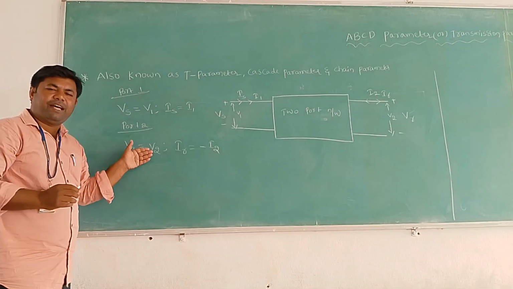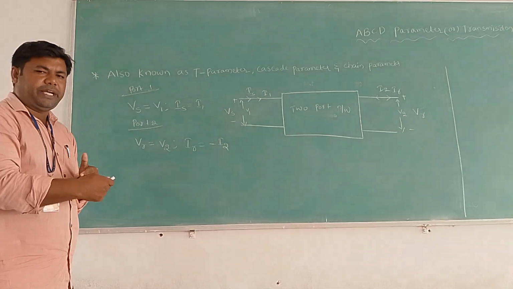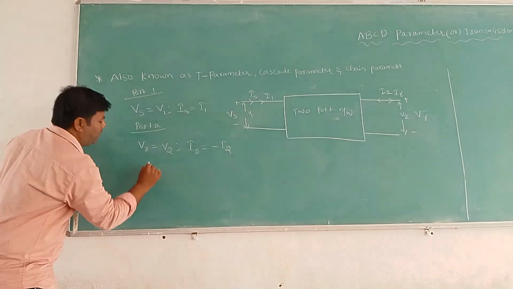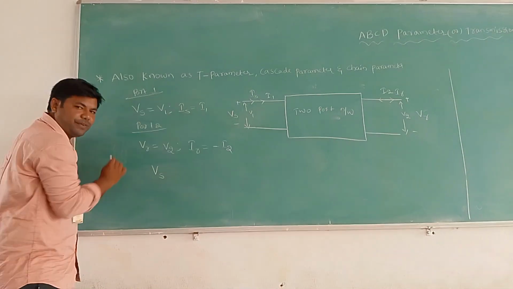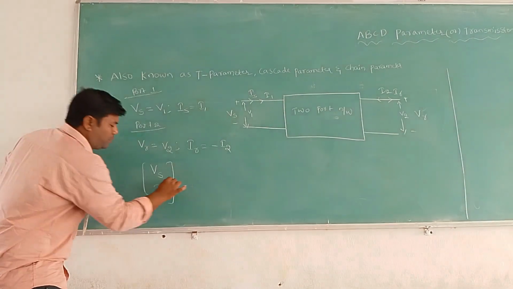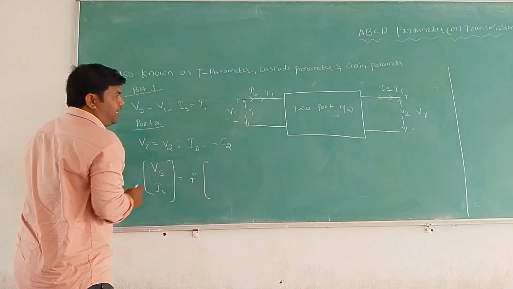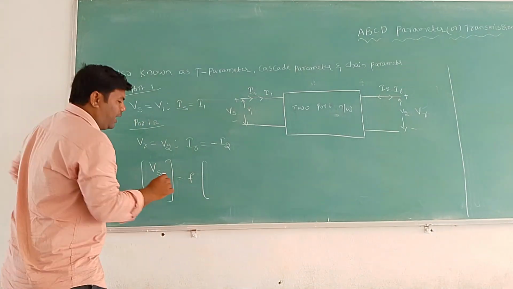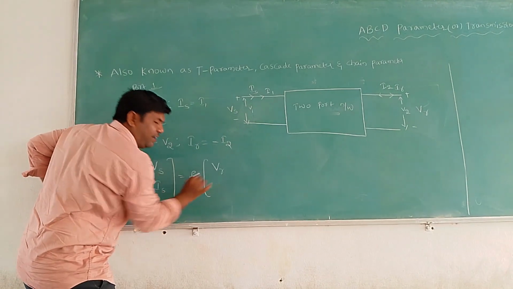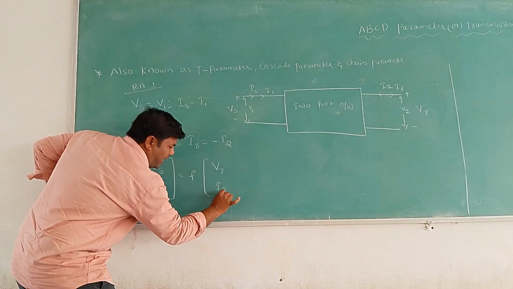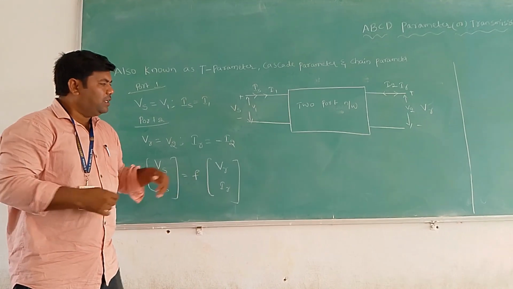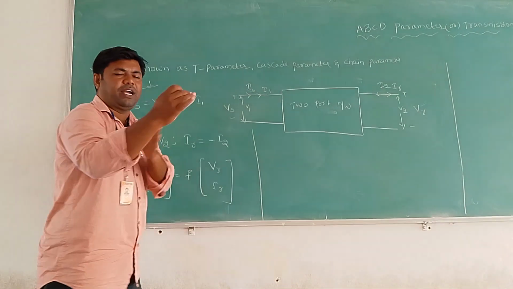So these two, port number 1 and port number 2, we can write as voltage as some function of the receiving quantities. In port number 1 we have Vs and Is, written in matrix form, equal to some function. From the port 2 point of view, in place of the transmitting part, the receiving part has Vr and Ir. So Vs and Is are a function of Vr and Ir. These two we can write as voltage and current functions.